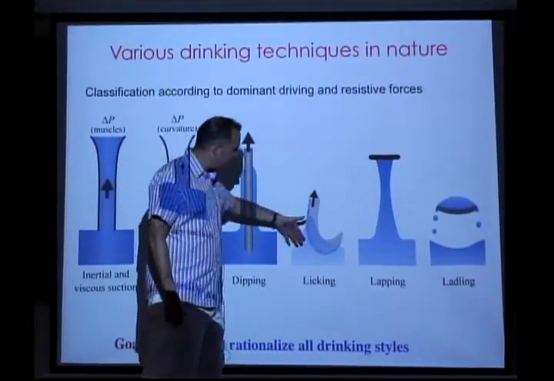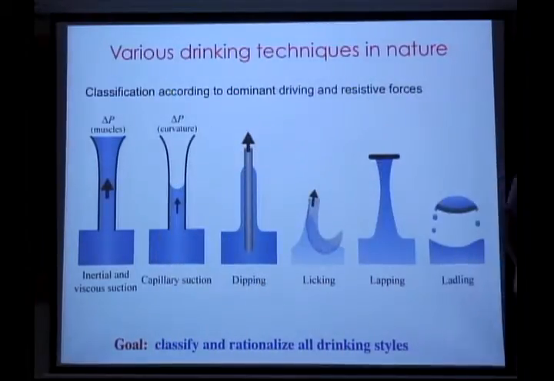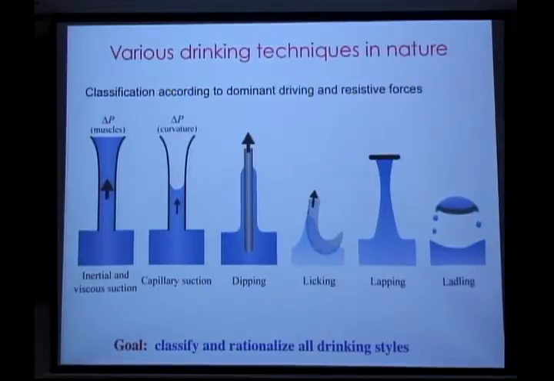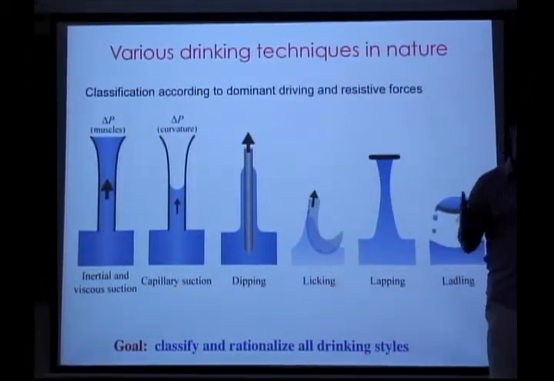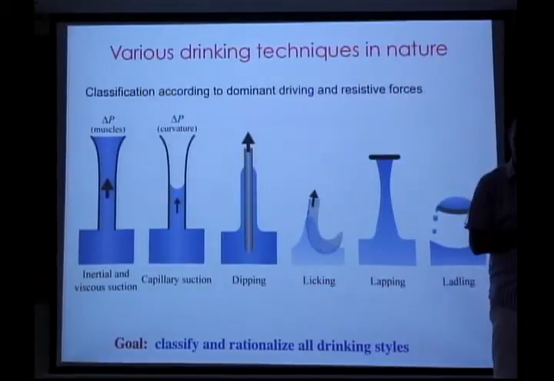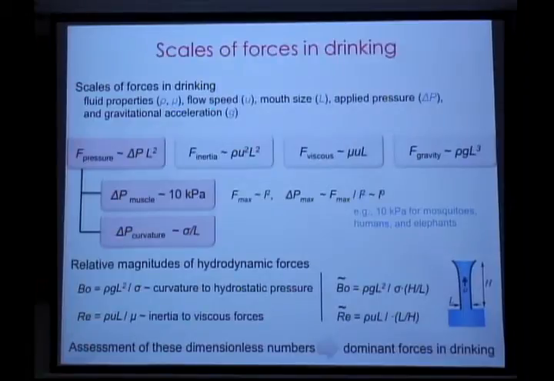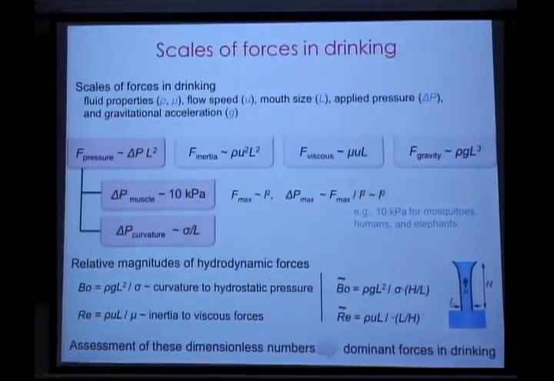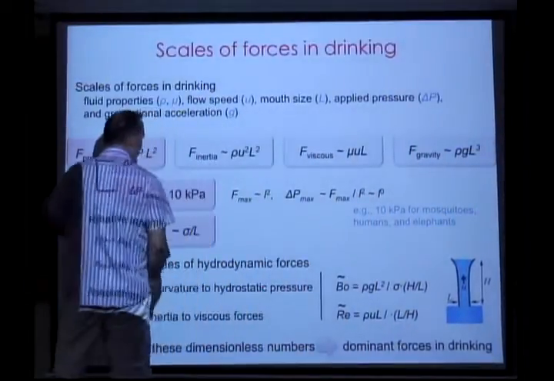And so then there's the high Reynolds number end of things which is not so dominated by surface tension. But really what we want to do is classify and rationalize all drinking styles, which is a rather ambitious project because there are many different types of creatures. Nevertheless, we start breaking things down. So we can look at the scales of the forces.